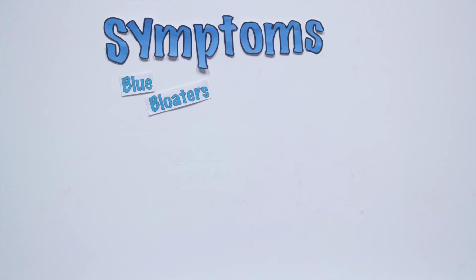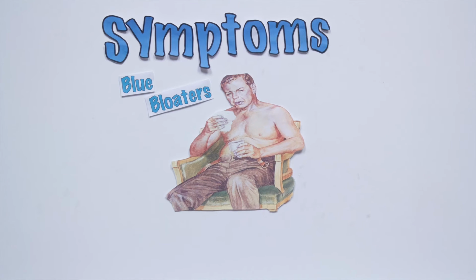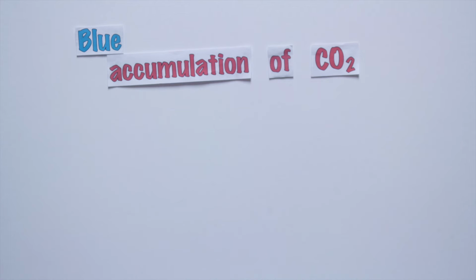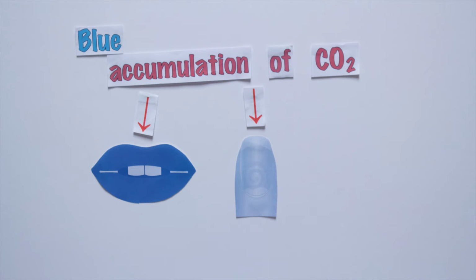People with chronic bronchitis are sometimes referred to as blue bloaters. Why? Blue refers to their color. The accumulation of CO2 in the bloodstream makes them appear a little bluish in color. This can show up in the lips, nail beds, or even in their complexion.